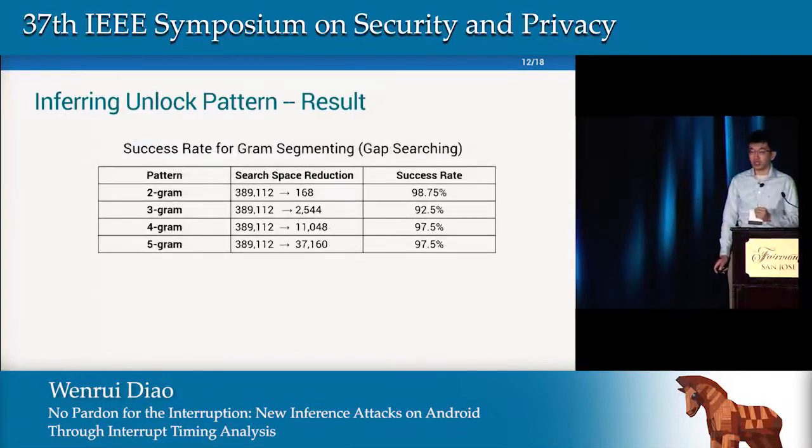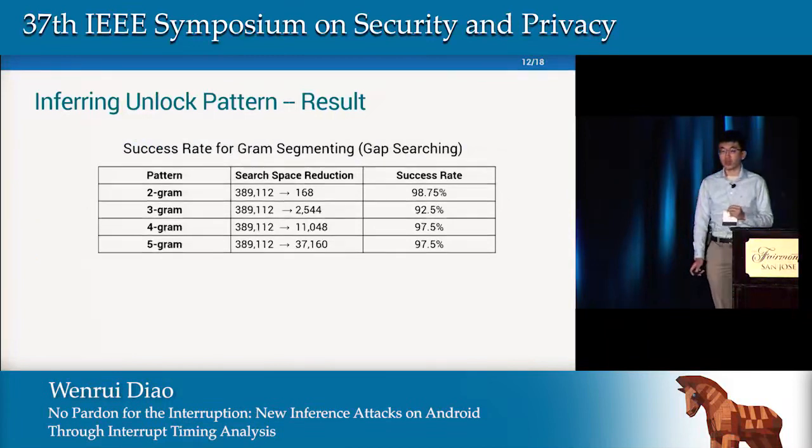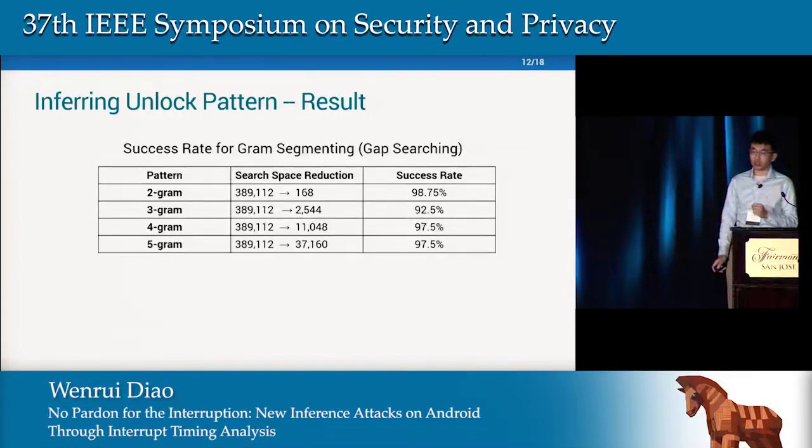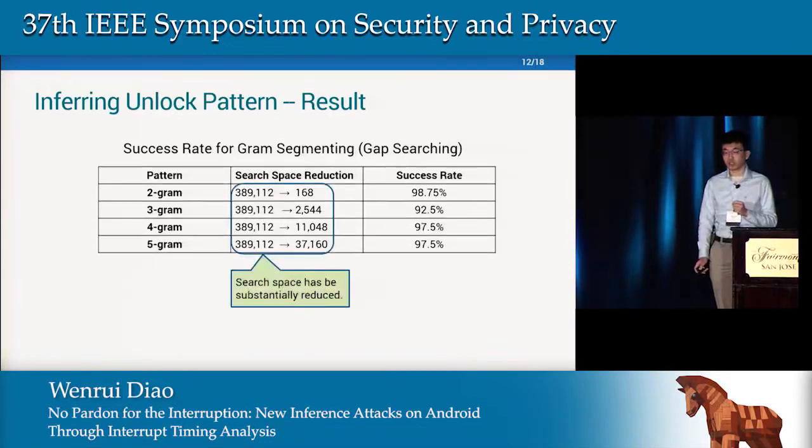First, in this part, we evaluate whether the interrupt time series can be segmented successfully, or the gap search success rate. The results show the success rate is quite high. One thing we need to notice is that even if the user only knows how many swipe lines are contained in a pattern, the search space has been substantially reduced.